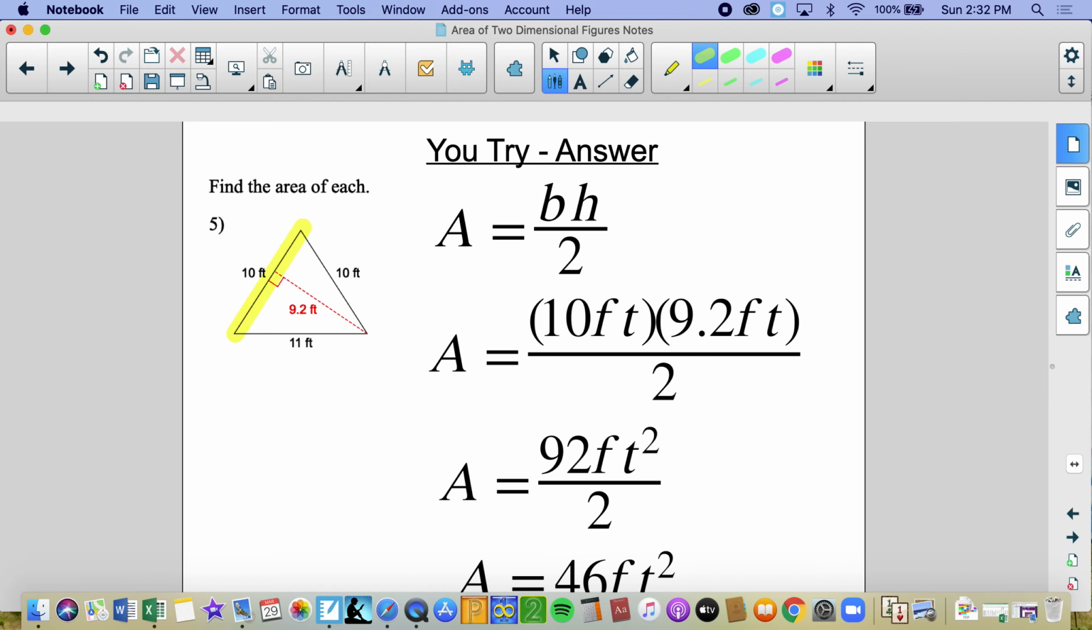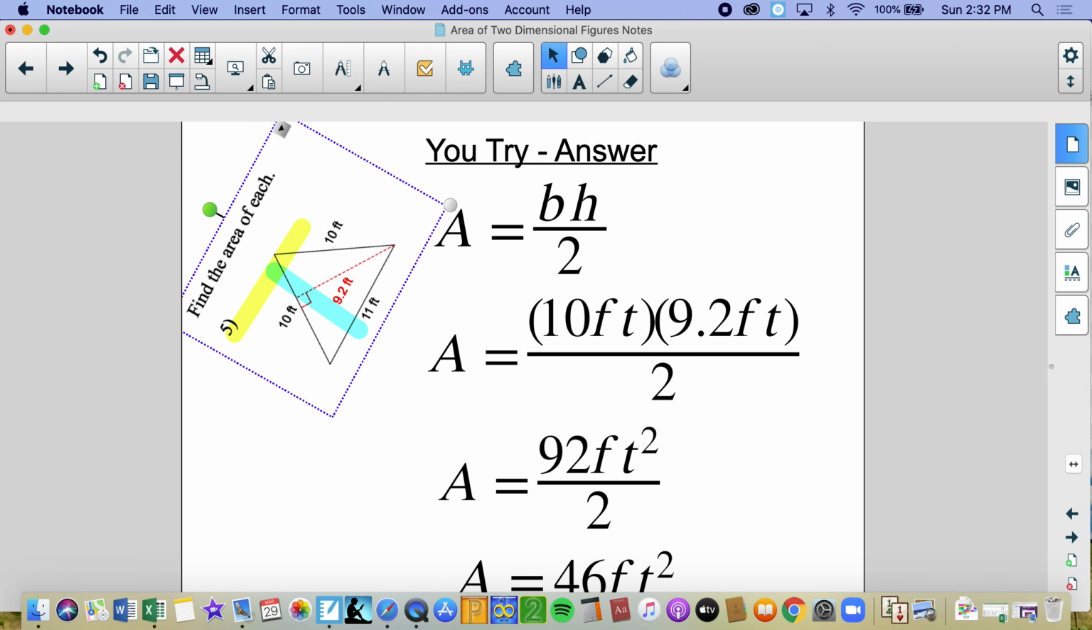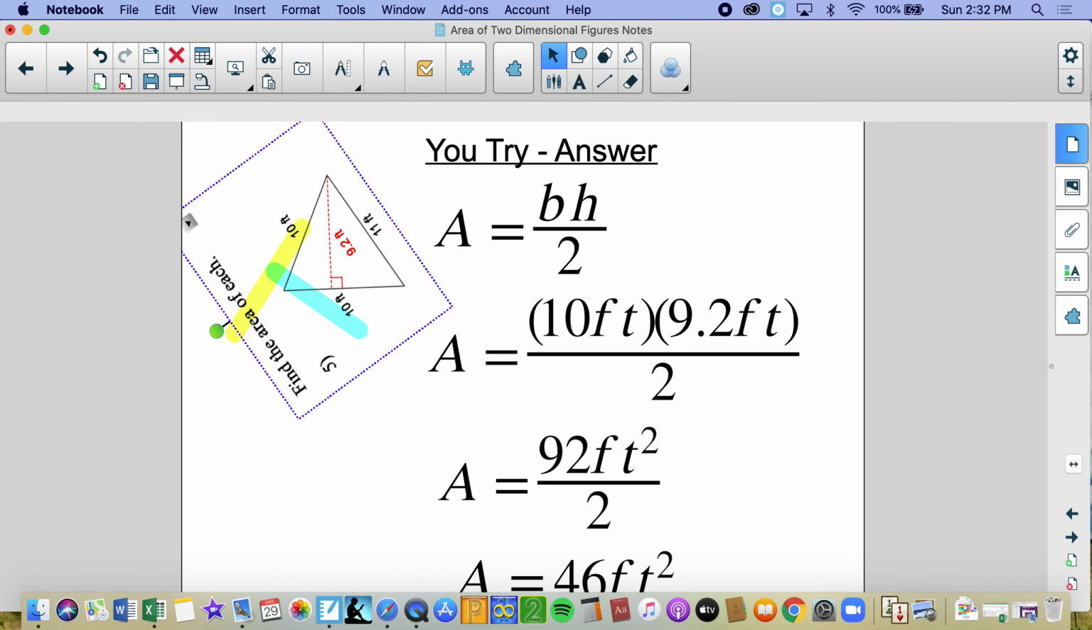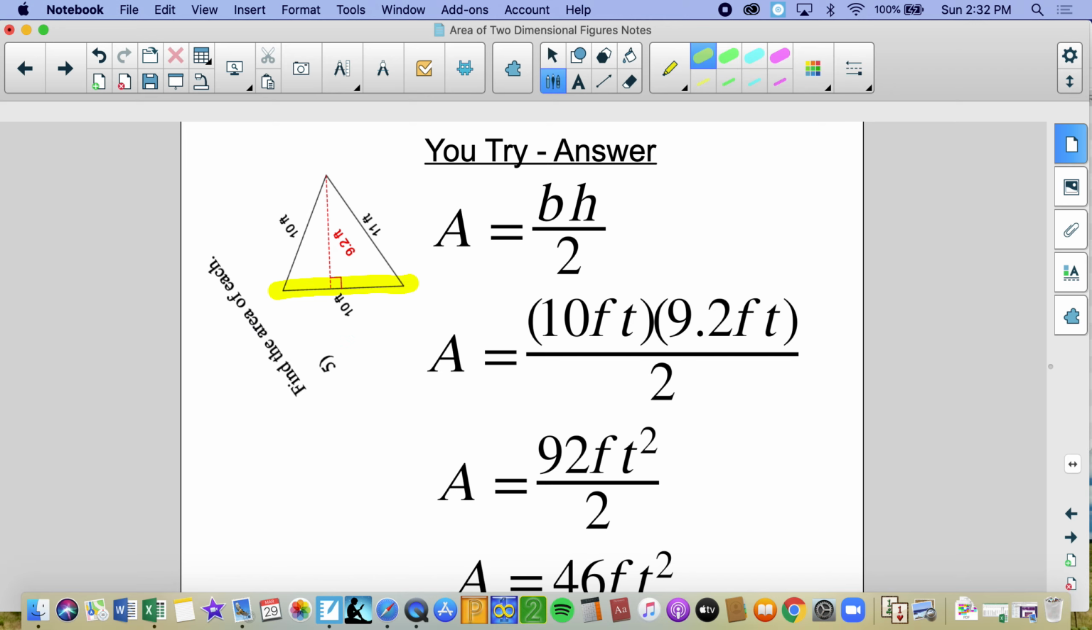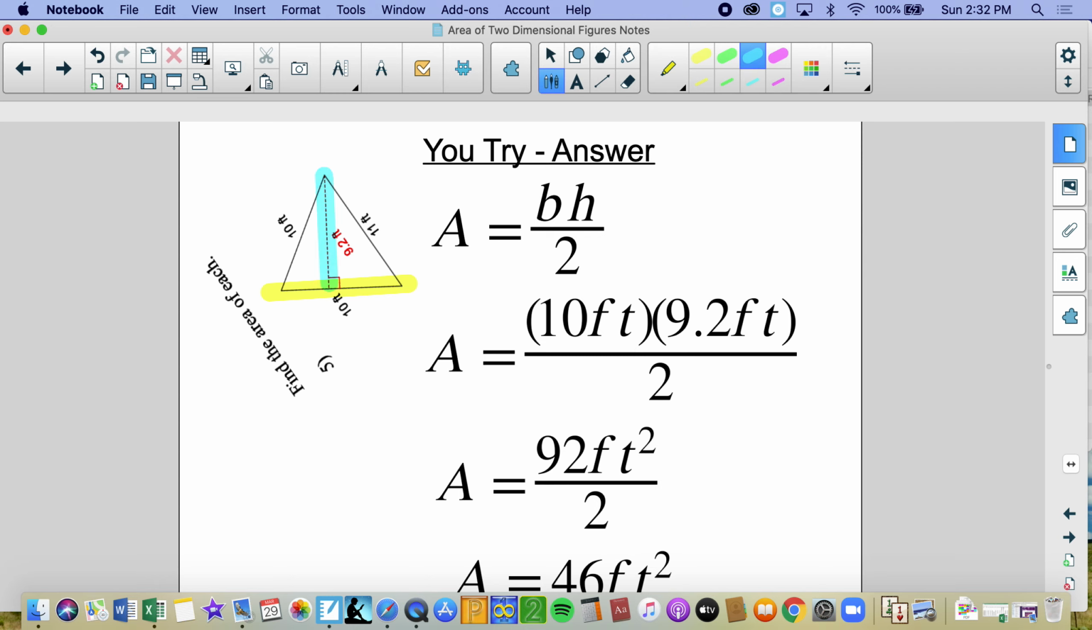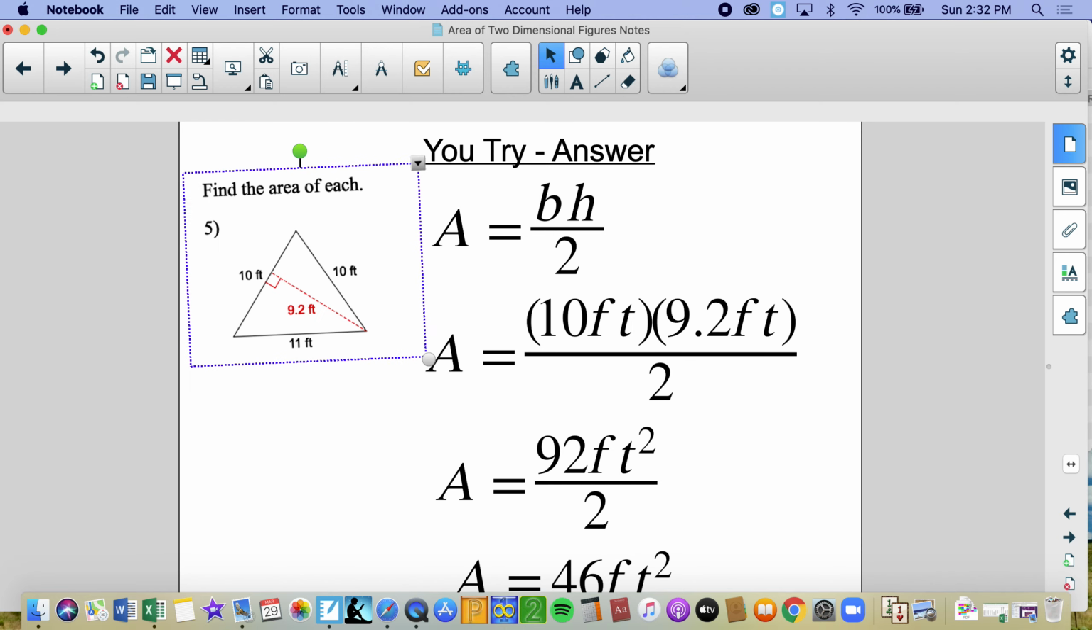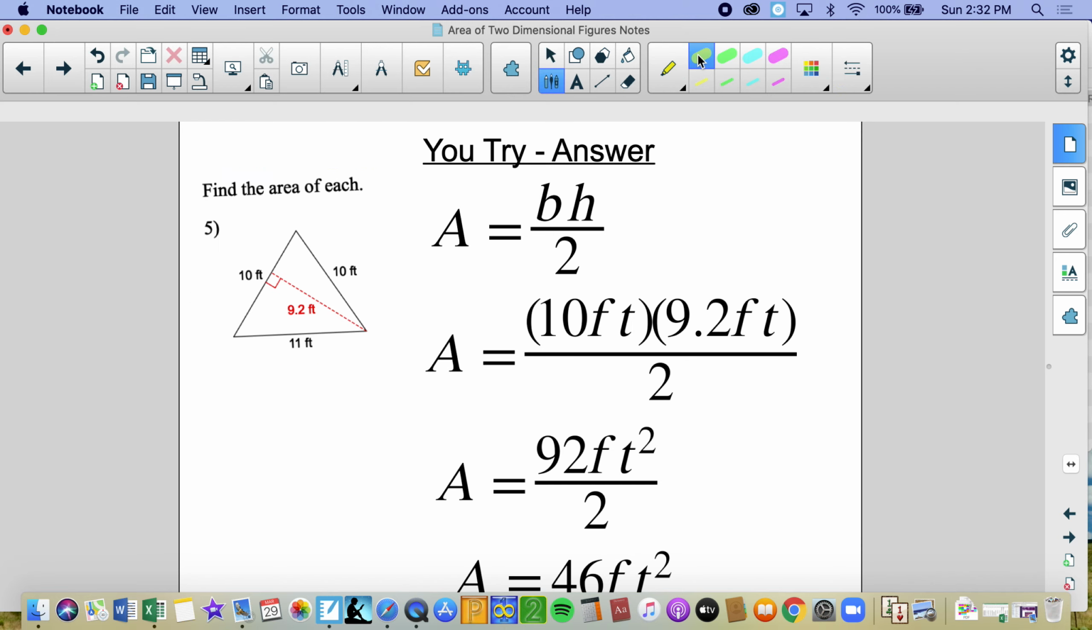So if we use this as our base, do we have a perpendicular line to the top of the object? Yes, we do. So let's do this. If I turn this way, notice now that my base is here, and this would be my height, perpendicular to the top of the object. So that's a fun, nice, tricky problem. So we're going to use that as our measures. This will be our base, 10, and this 9.2 will be our height.